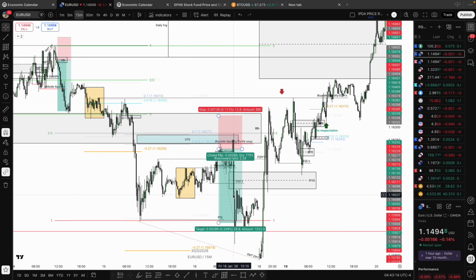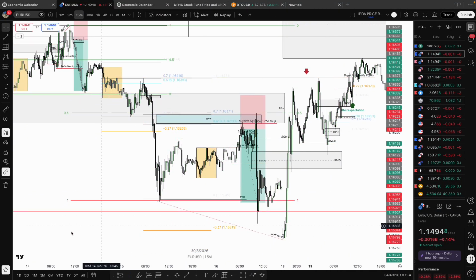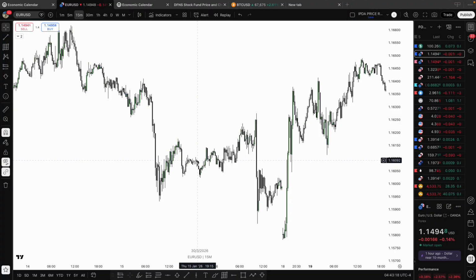Right here, we have a beautiful example. I will put all the drawings away. This was a beautiful example. Right here, price is accumulating orders. Price is slow, it's just ranging and consolidating. As you see right here, slow price action. After that, we take out every high right here and we get the move down.